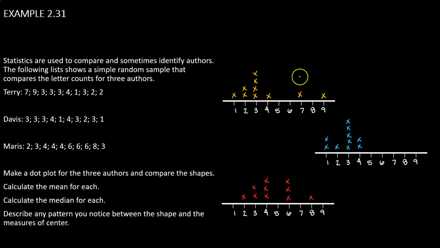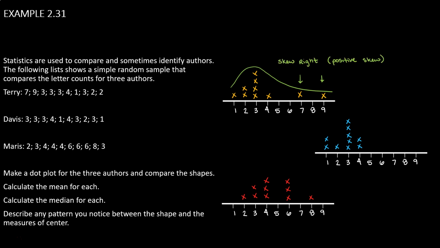We can see that there are 2 data values on the right side of the data that are quite far from the rest of the data set, almost like we have a long tail on the right side. Terry's data set appears to be skewed right, or otherwise said to have a positive skew.